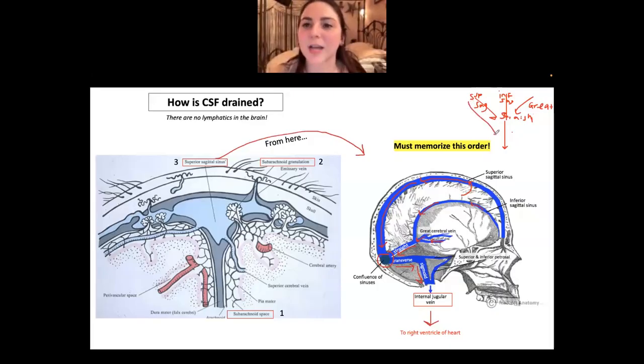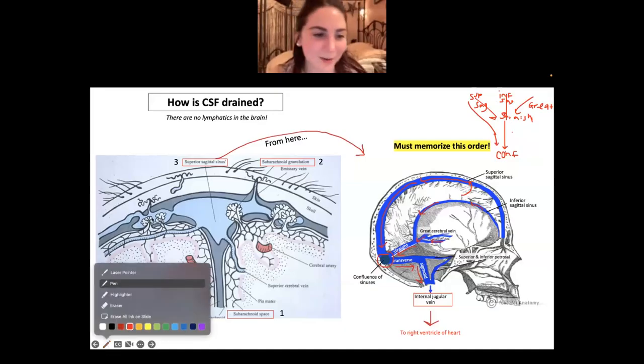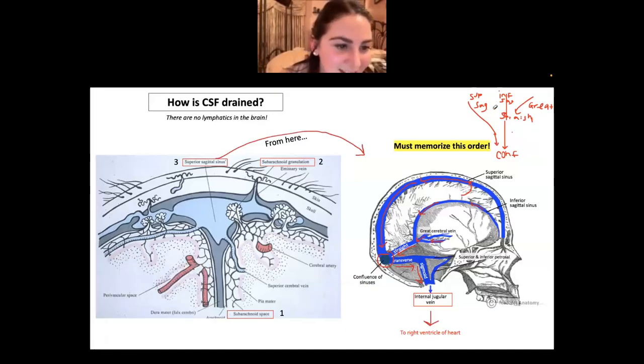Your superior sagittal sinus is draining into the confluence of sinuses at the same time that the inferior sagittal sinus and the great cerebral veins are draining into the straight sinus, and then the straight sinus drains into the confluence of sinuses. Does that make sense? Did I draw this really weirdly? All right, hold on. Let me get rid of this arrow. There we go. I think that's what we're doing.